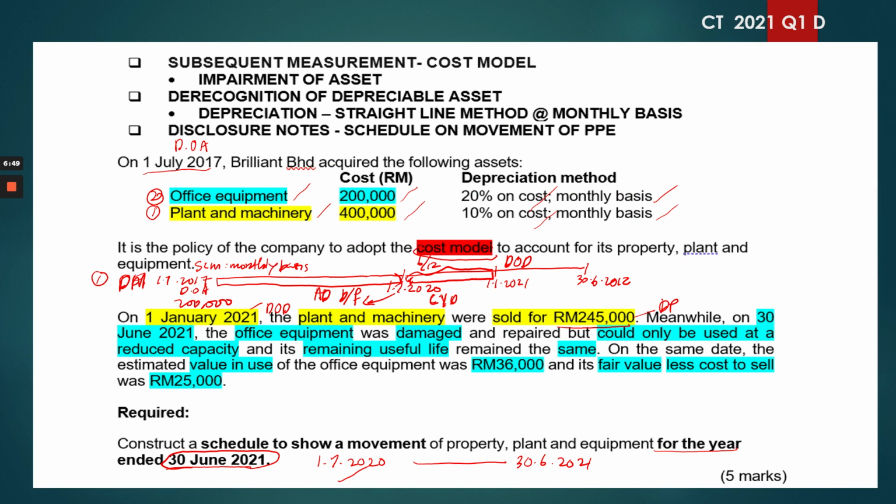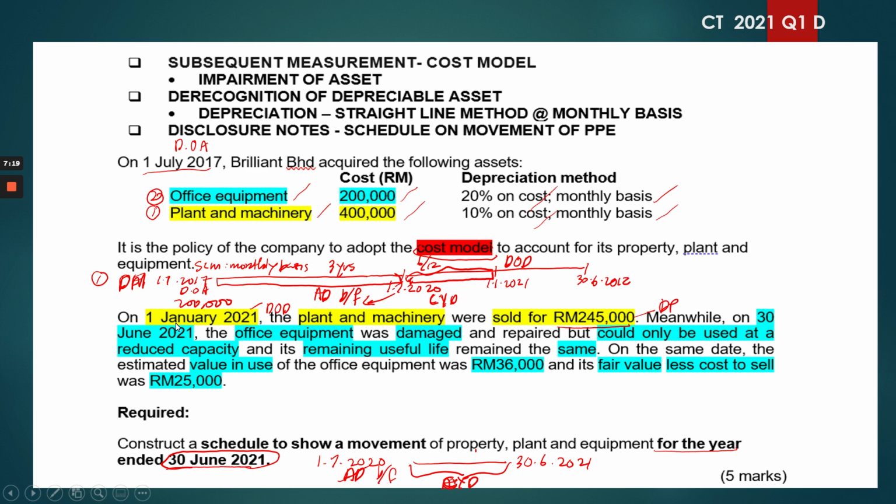3 years. So put here 3 years. So we need to find out the accumulated depreciation brought forward. The reason is because these are the information that you need to incorporate here. Accumulated depreciation brought forward. And you need to know what the current year depreciation or the current year charge is, so that you can prepare the schedule to show the movement of the asset, plant and machinery.